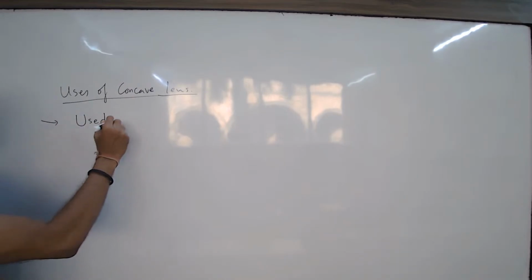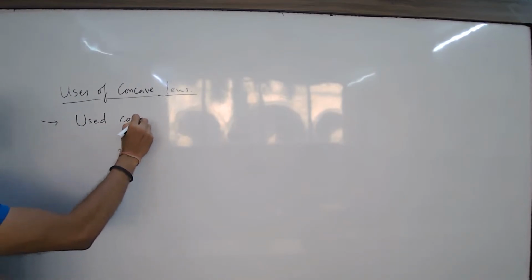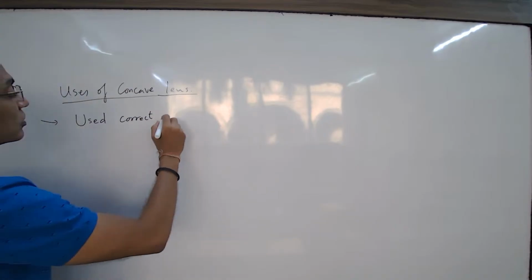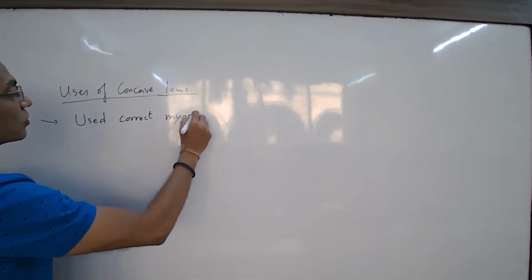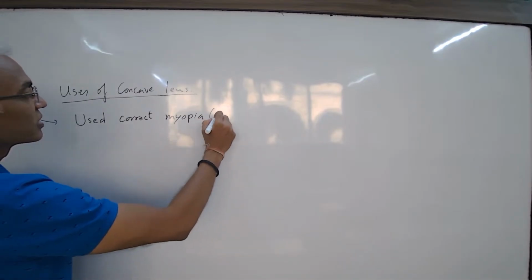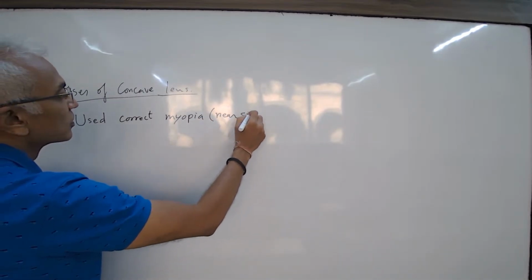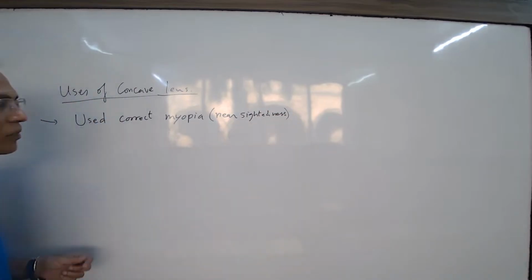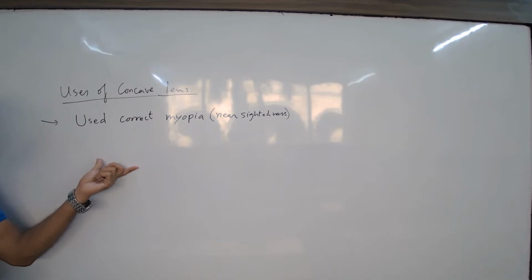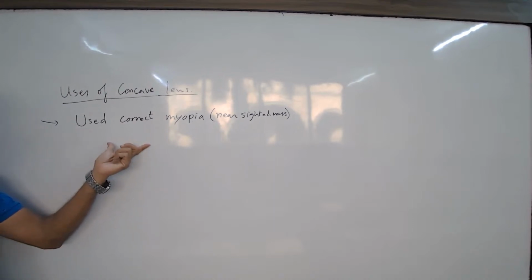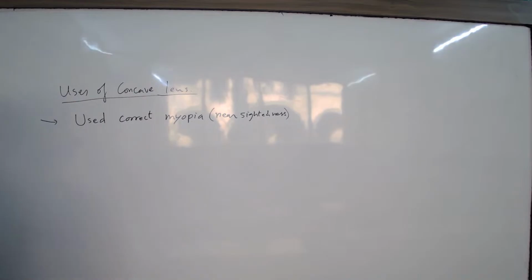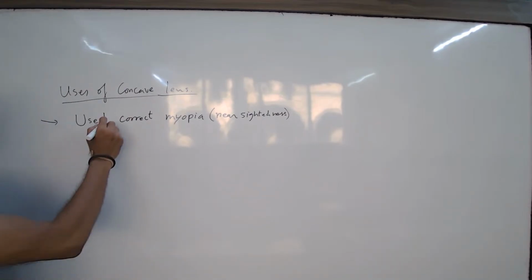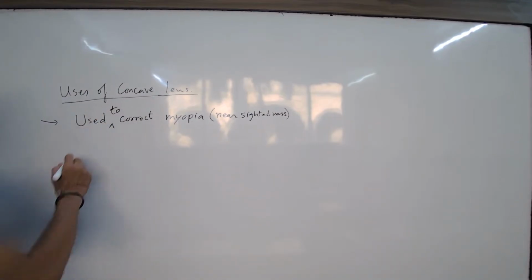Used to correct myopia. So myopia is nearsightedness. Nearsightedness means you are able to see the near objects, not the far objects. We'll discuss it in more detail in the next chapter, human eye. Used to correct myopia. What else?